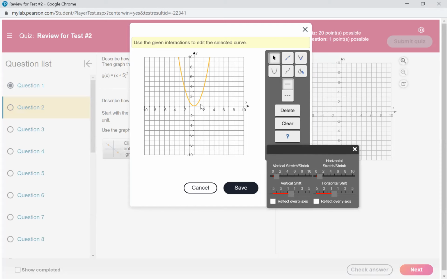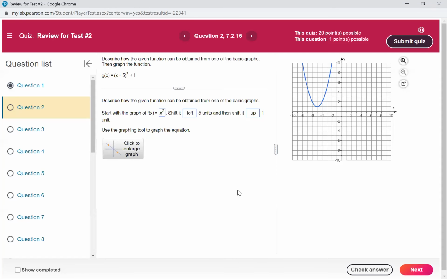So since we went left 5, we're going to go to the horizontal shift. Remember, horizontal does left and right. And I'm going to put my horizontal at -5. And then remember, I had a +1 at the end. The +1 is the vertical shift. So I'm going to pull the vertical to a +1. So notice that moved my graph left and up a little bit. So then you're going to save that and go to the next question.